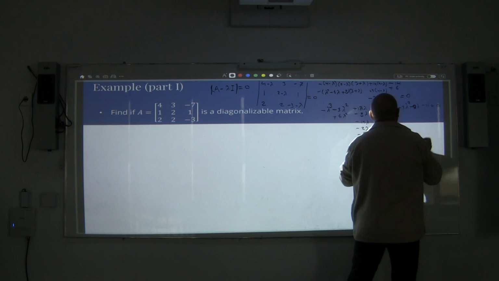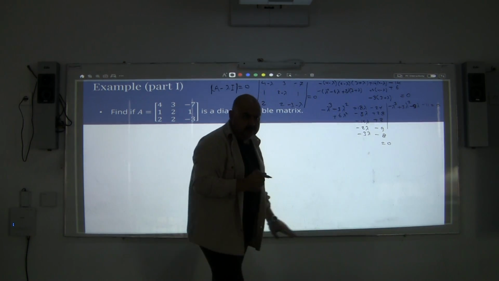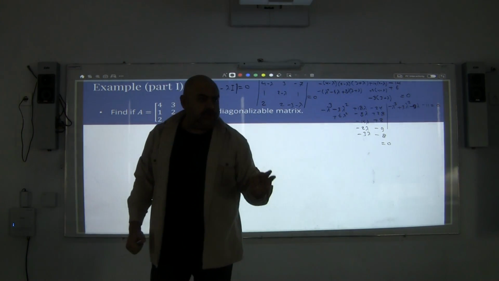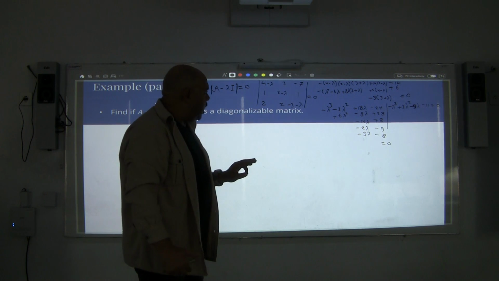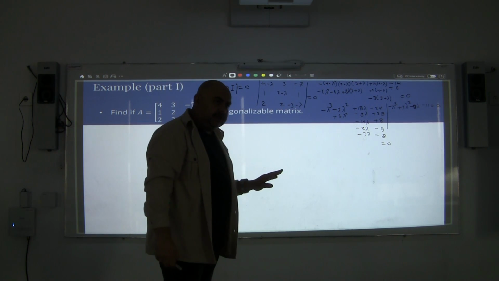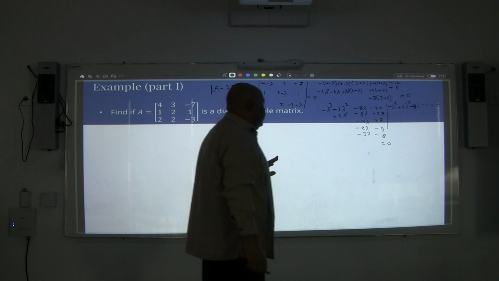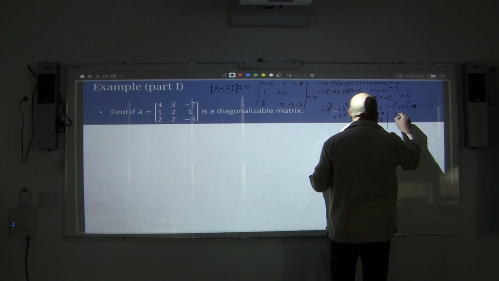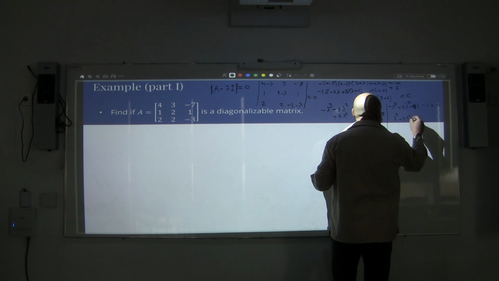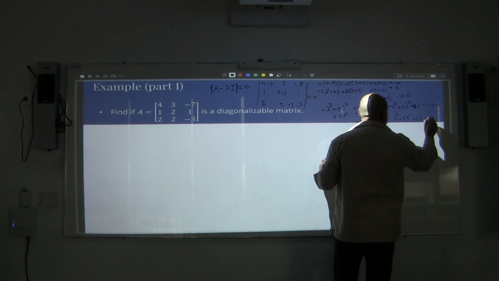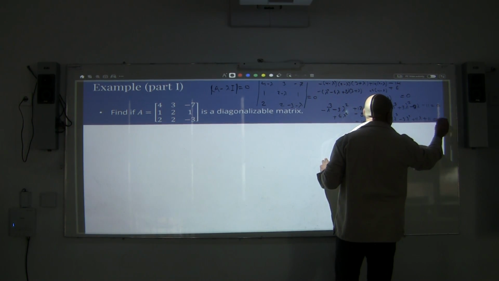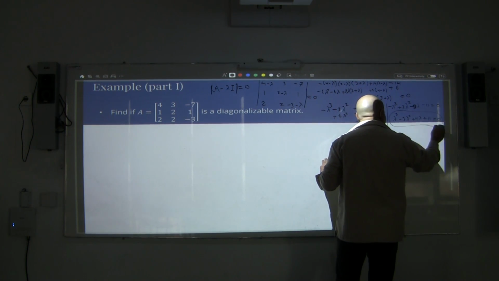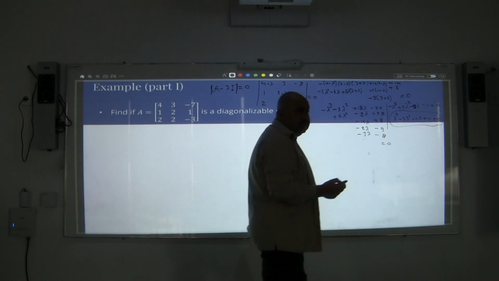I believe I made a mistake in expanding these numbers, so you will have to recheck them. I will try to solve this cubic equation. In order to solve it, if I multiply by negative, it's going to be lambda cubed minus 3 lambda squared plus 9 lambda, then plus 11, and it's going to equal 0. Then I can try to solve this problem.